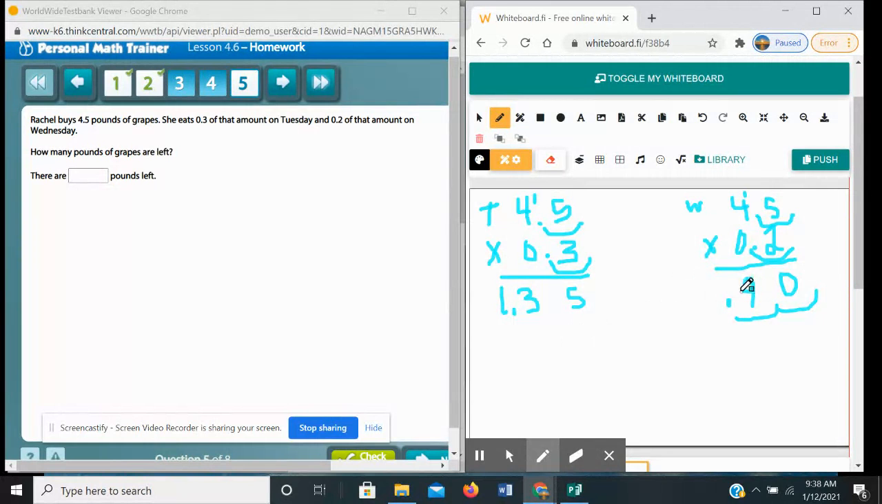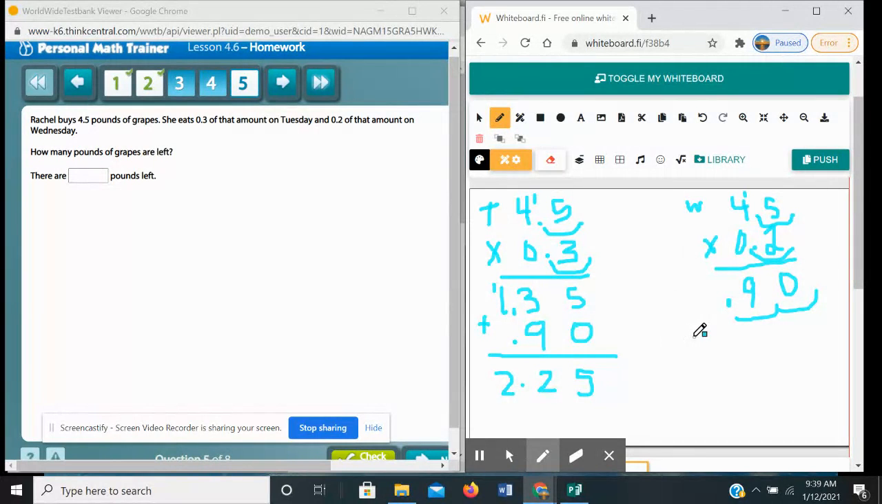Okay? When you're adding, you line up the decimal points. So I'm going to take this 9/10 or 90 hundredths, whatever you want to say, line up the decimal point, and add Tuesday and Wednesday together first because that's how much she ate. That's 5. That's going to be 12. That's going to be 2. So all together, she ate 2 and 25 hundredths on Tuesday and Wednesday.